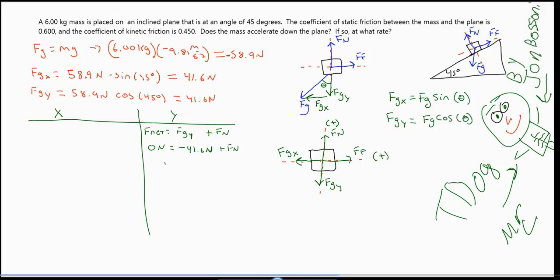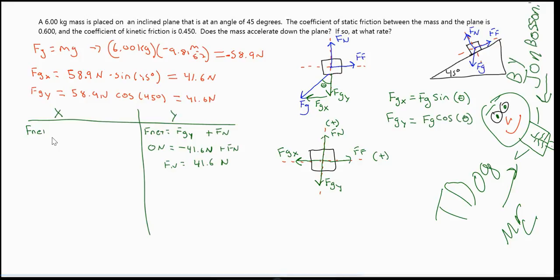And you'll see here that for my FGY, I did make it negative, because when I set up my axes, I made the direction of my normal force positive. So I solve for my normal force, and I'm going to find 41.6 newtons for my normal force. And there's nothing more we can do in the y direction. We're all done. Everything's done over here. So now I'm going to go to my x direction.